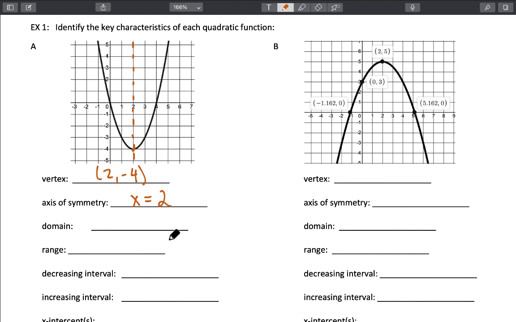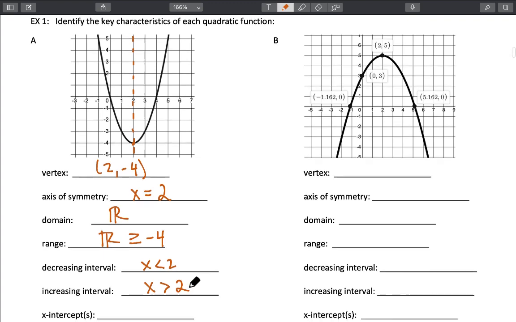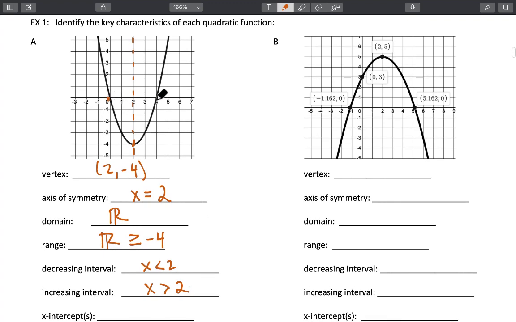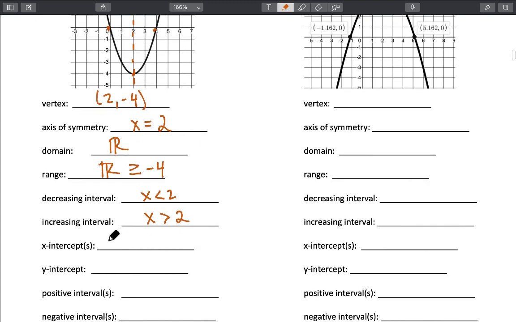is of our vertex. The domain is still going to be all reals. Our range is going to be all reals, this time greater than or equal to -4, because that's our lowest point. Our decreasing interval. Now remember, decreasing means when the y values are going down. And so that's for all my x's that are less than 2. My increasing interval is going to be when all my y's are growing, are increasing. And that's going to be for all x's greater than 2. My x-intercepts are found here at 0, 0 and 4, 0.